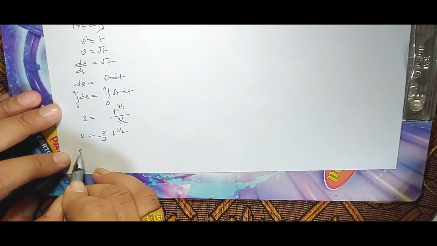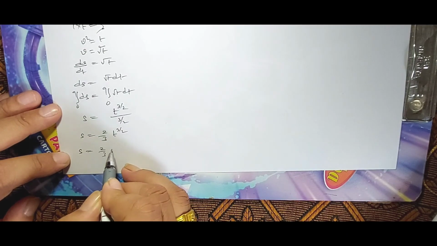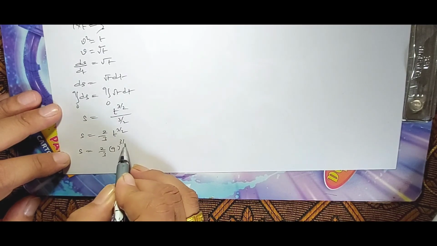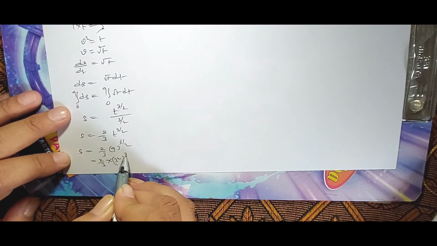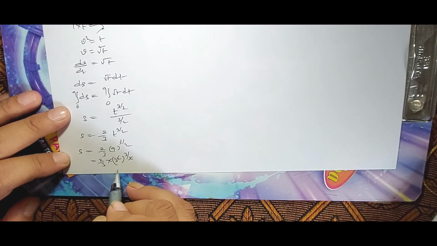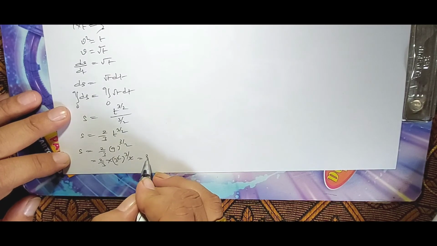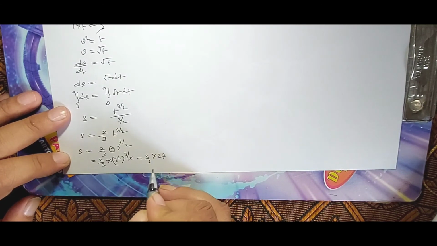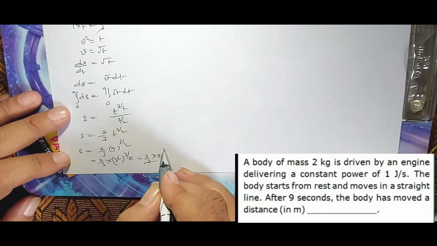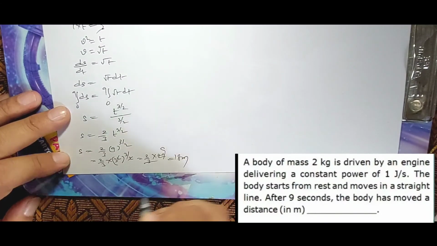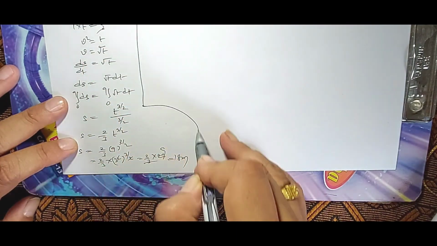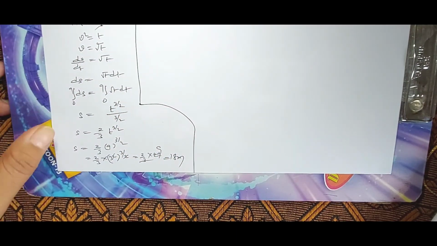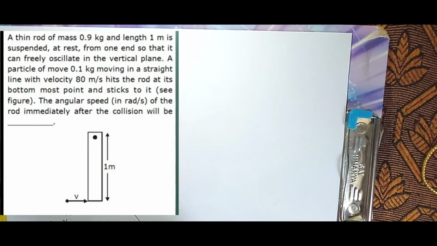So here S is equal to 2 by 3 into t, means what? 9 to the power 3 by 2. 2 by 3 into, this is 3 square, to the power 3 by 2. Okay. So that is equal to 2 by 3 into 27. So 3 nines are, that is equal to 18 meters. 18 meters. So this is the displacement of a body in 9 seconds. Okay, next let us solve the next question.